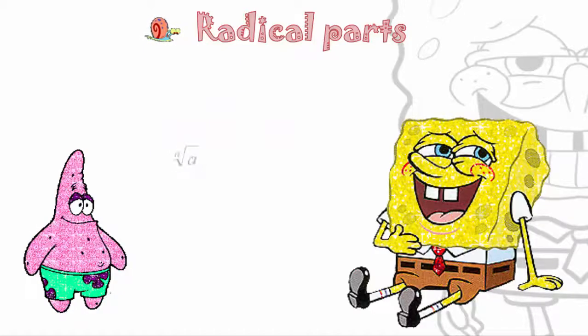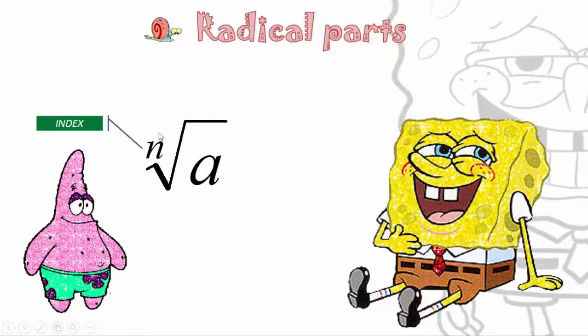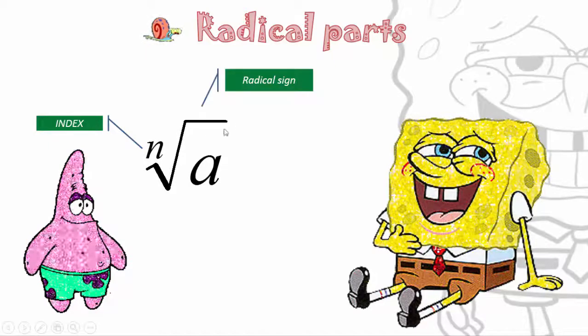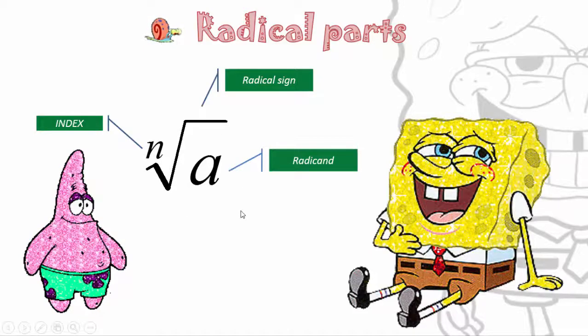Radical parts. So here is what a radical would look like. Here would be the index. If you don't see a number here, you just assume that it's a square, or 2. Here is the radical sign, and inside the radical sign is what's called the radicand.